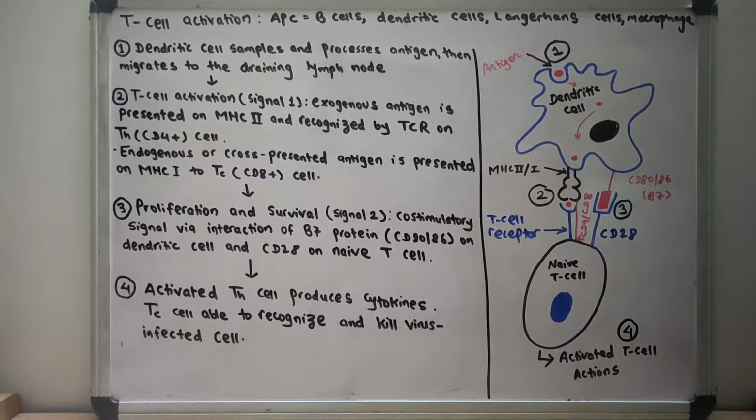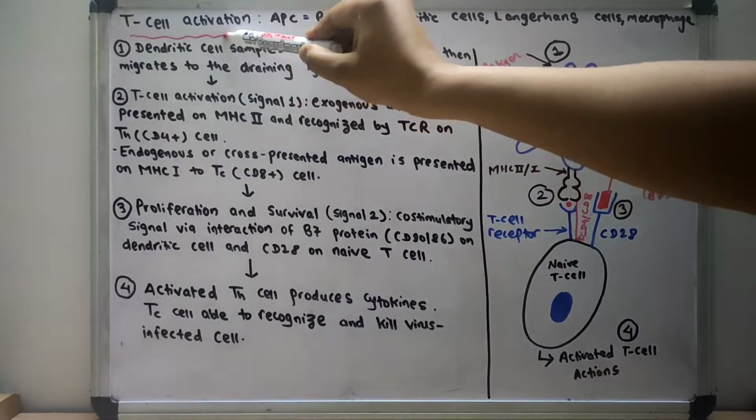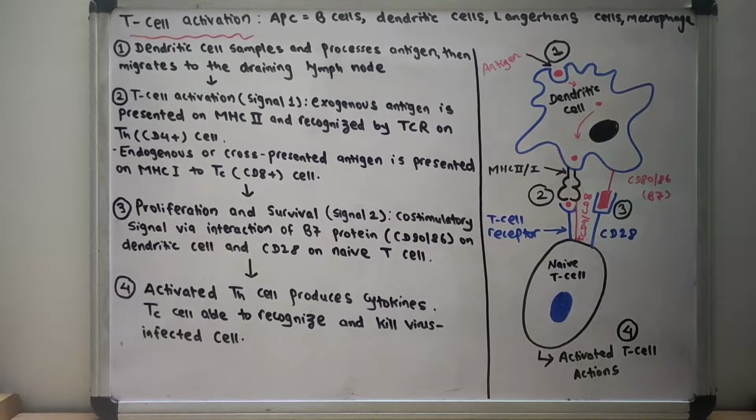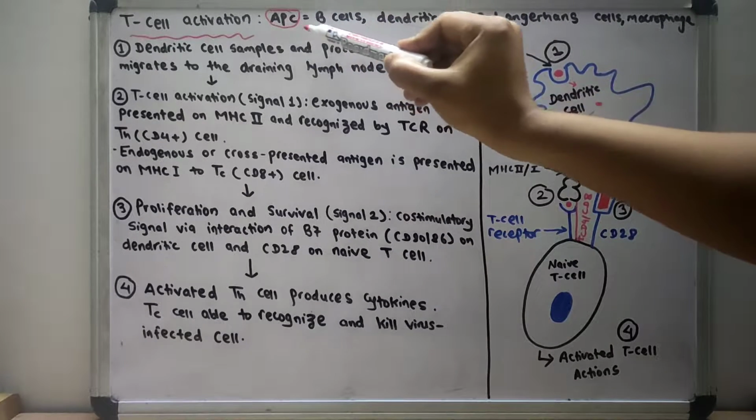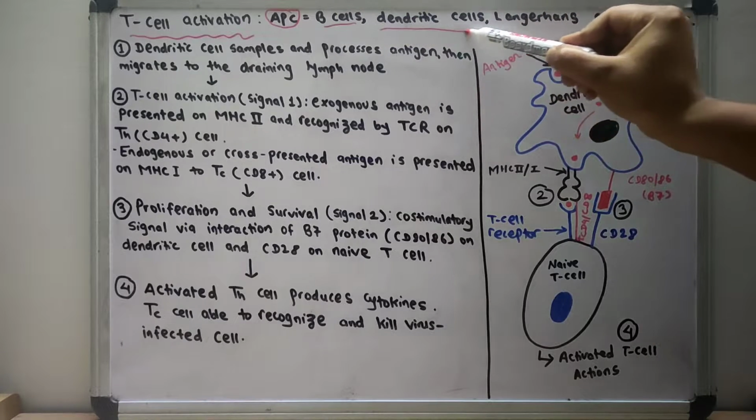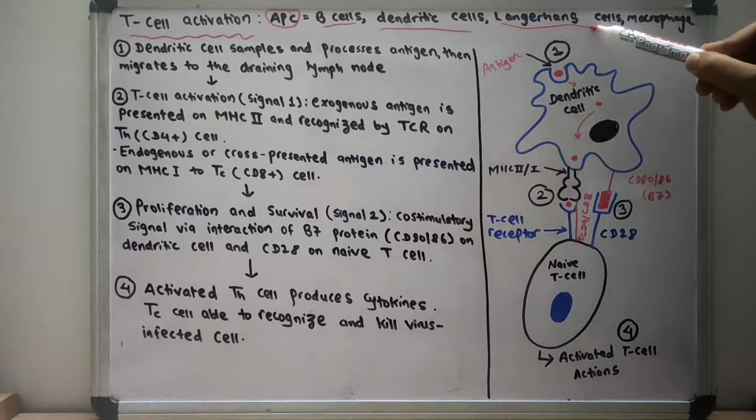Today we are going to talk about T cell activation. The antigen presenting cells mainly comprise B cells, dendritic cells, Langerhans cells, and macrophage cells. So these cells, B cells, dendritic cells, Langerhans cells, and macrophages, are mainly the antigen presenting cells.